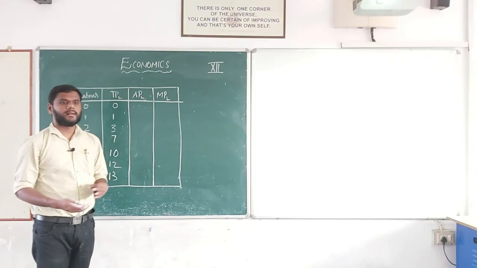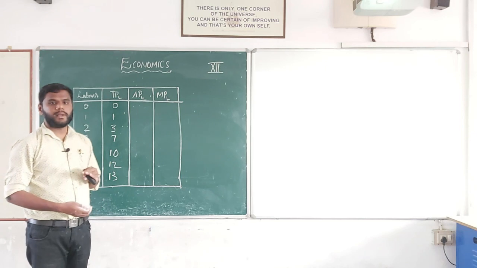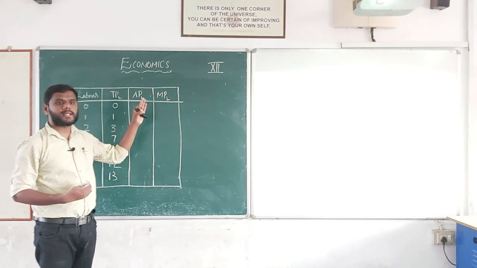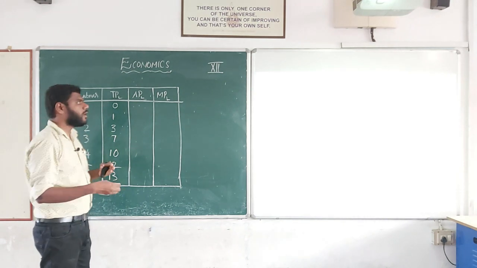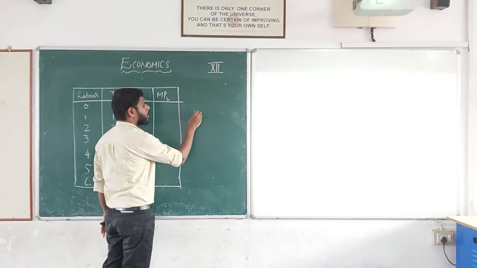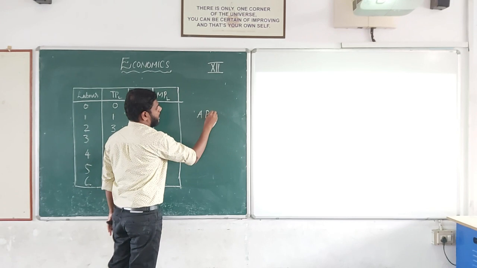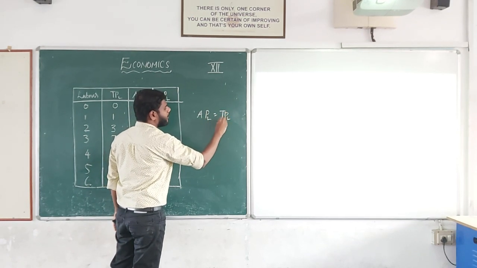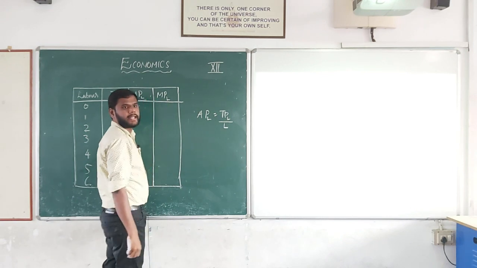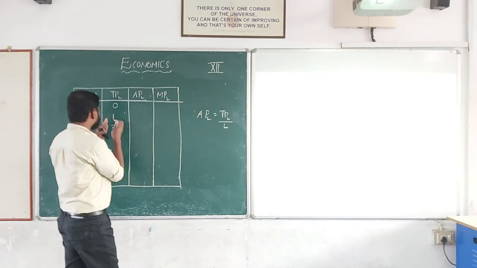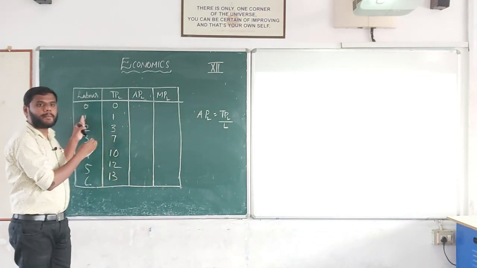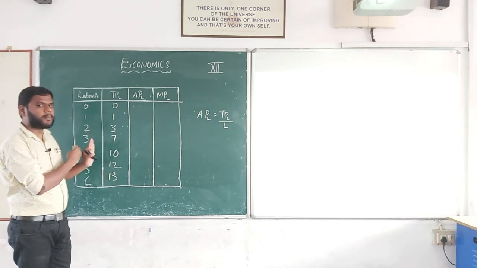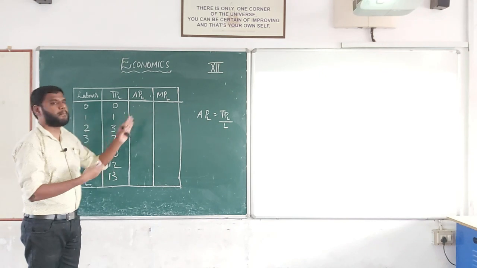Yes, from this table we have to find out average product and marginal product. So what is the equation for average product? APL is equal to TPL divided by L. That is, dividing the total product by labor gives us what is called average product. So let us do that first, then do MPL.